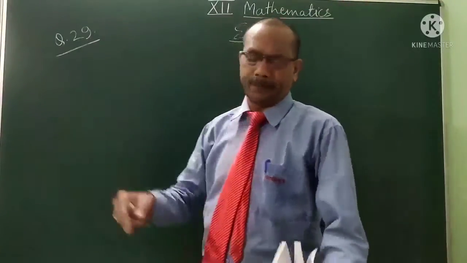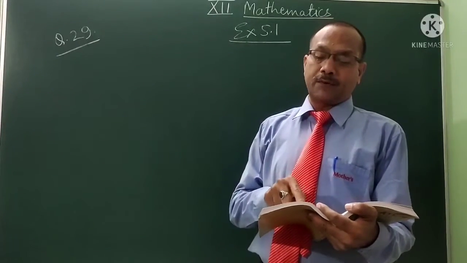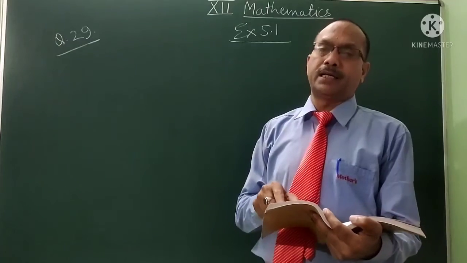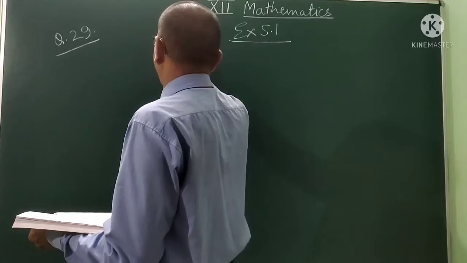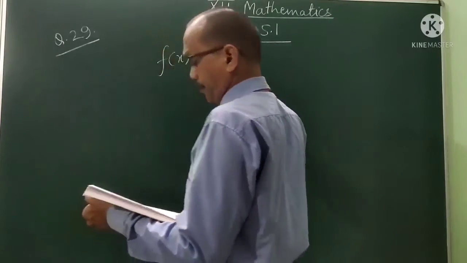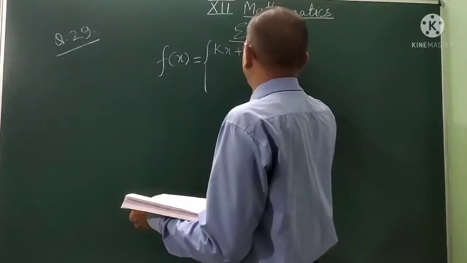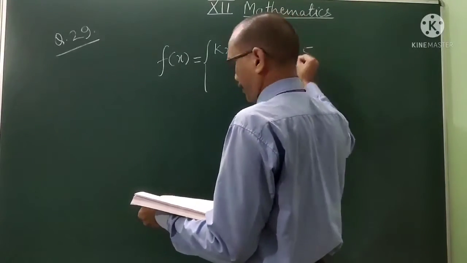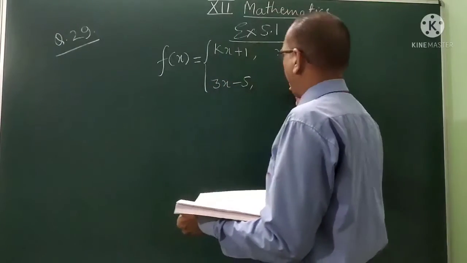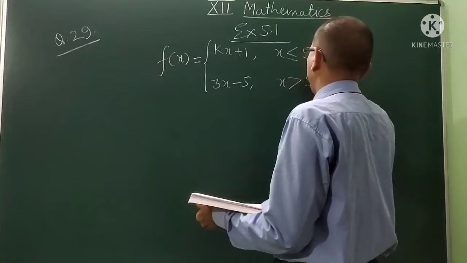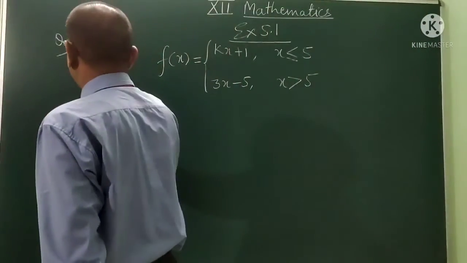Question number 29. Find the value of k so that the function is continuous at the indicated point. Here, the given function f(x) equals kx plus 1 when x is less than or equal to 5, and 3x minus 5 when x is greater than 5. We have to find the value of k. Now see the solution.